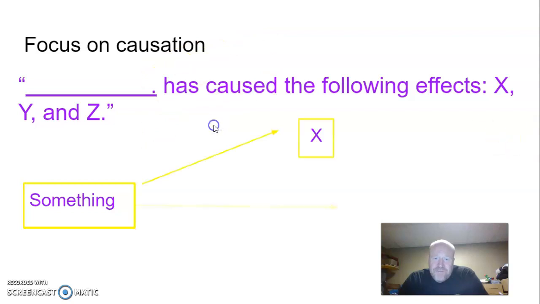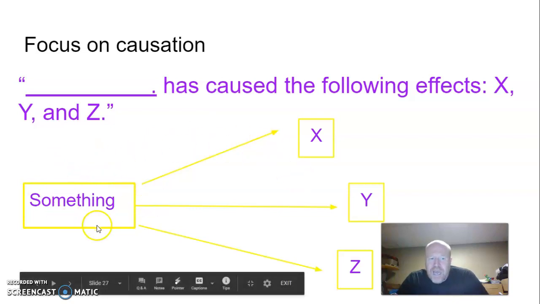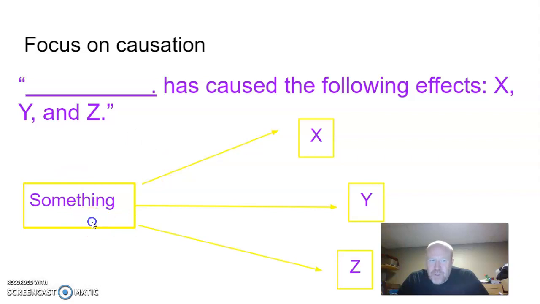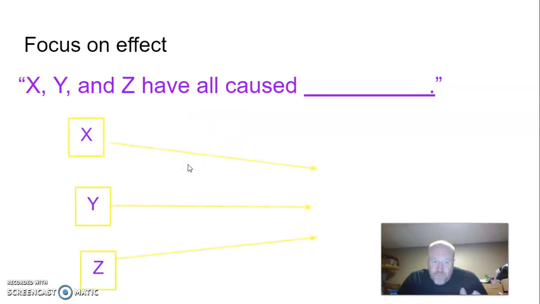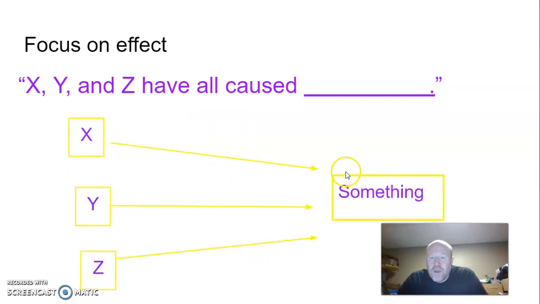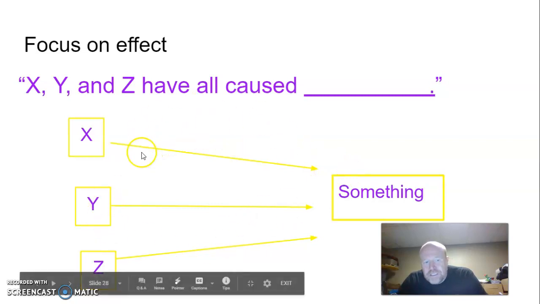Something has caused, or maybe it's 2 effects, whatever, 5 effects, whatever you had. All right, well, what is that that's causing all this? How do I change that? Somebody has to change this. If you focused on the effects, these 3 things have caused this effect, or 4 things or 2 things. Okay, well, how do I change these things so this stops happening?